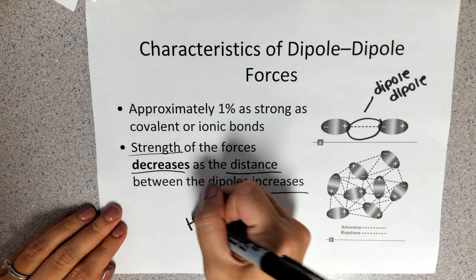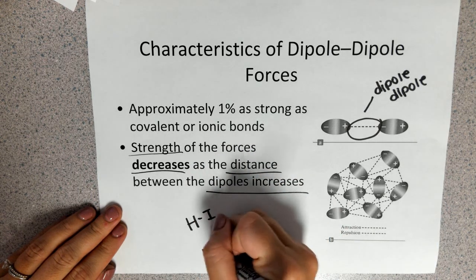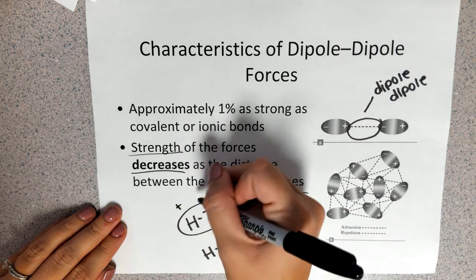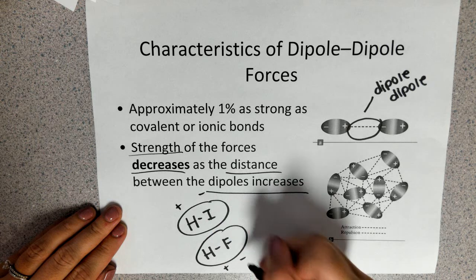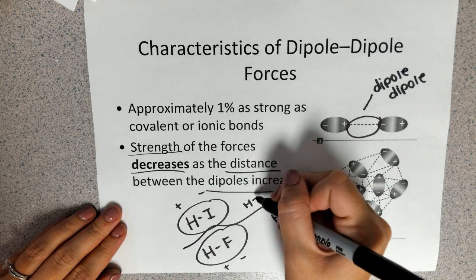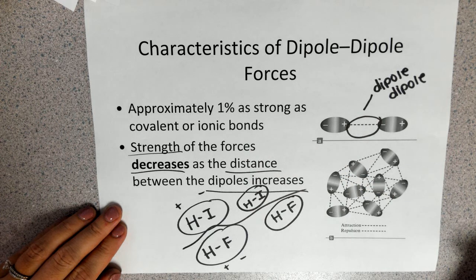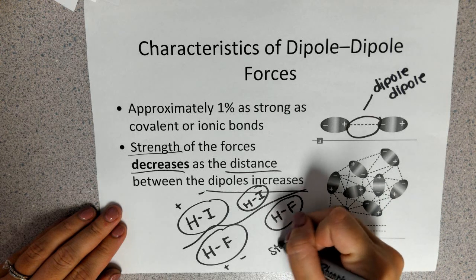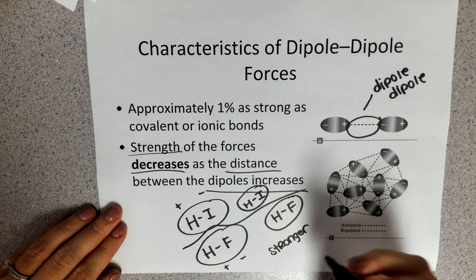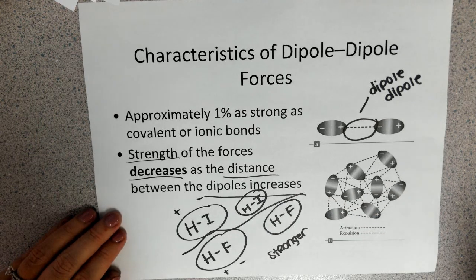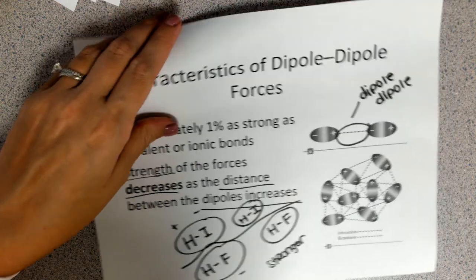So let's say I have HI and HF. I've got HI, which has positive, negative, and HF, positive, negative, and they're not near each other, but they're near another HF and another HI. I hope you know fluorine is smaller than iodine, so HF would have the stronger dipole-dipole force because the distance between the dipoles would be smaller. They're smaller atoms, and the closer they can get to each other, the stronger the forces.